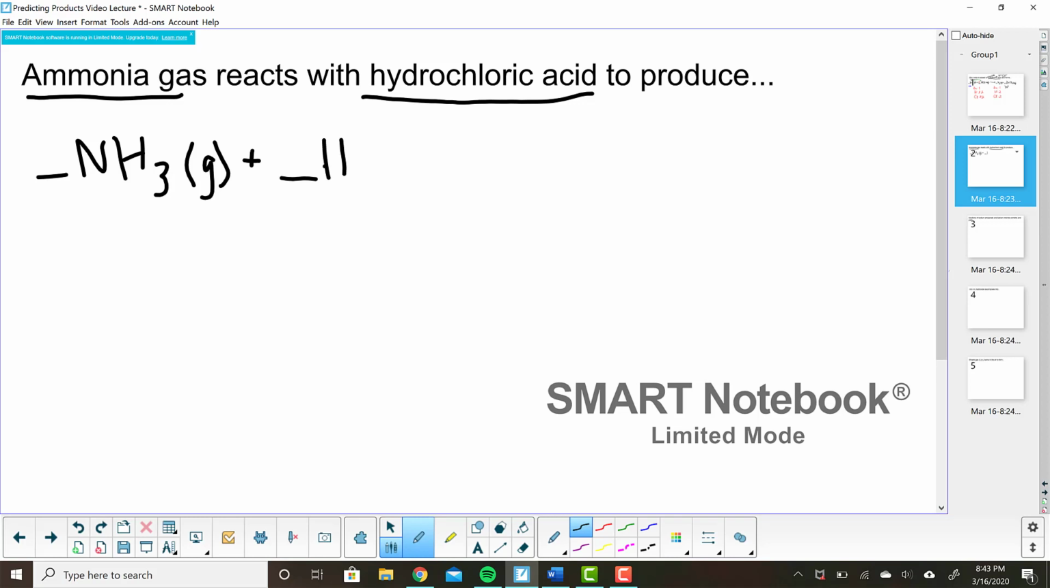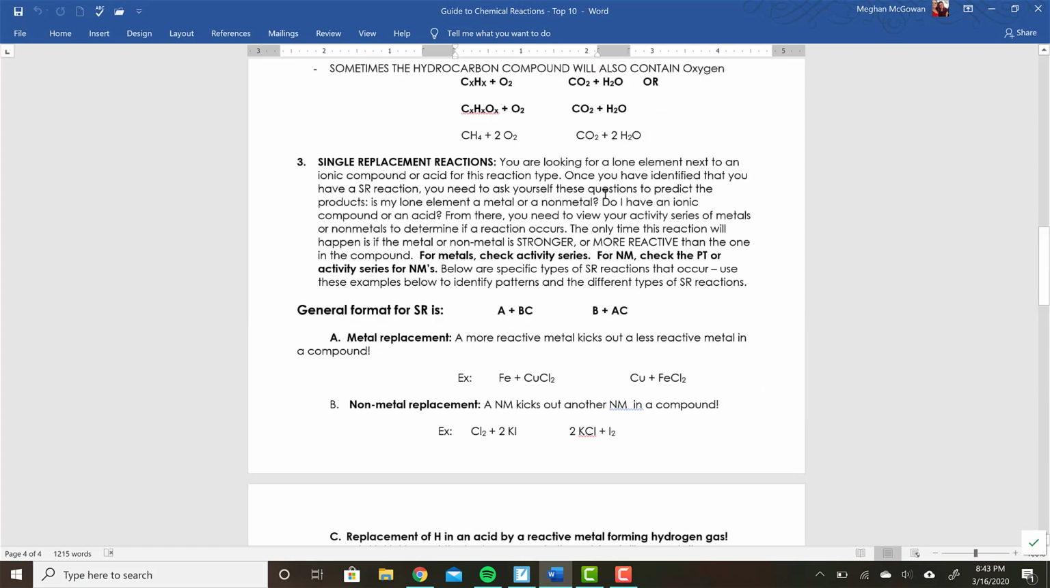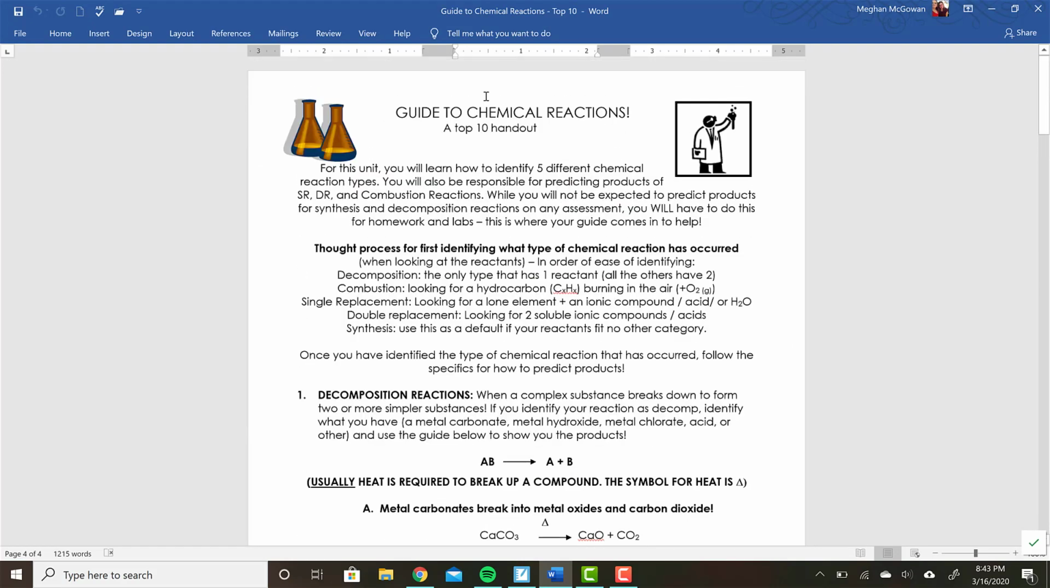I'm not going to go through the whole hydrochloric acid formula writing bit again. You can always rewind to that section of the video. HCl is that formula. And again, acids are aqueous. So I have my reactants. The question becomes, what type of reaction do I have here? Let's look back at the thought process for identifying what type of chemical reaction has occurred.